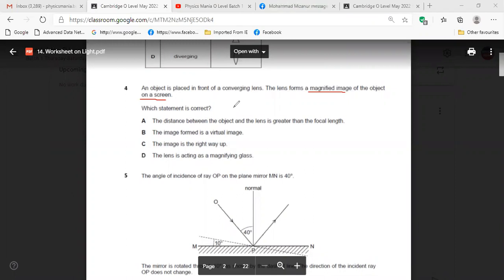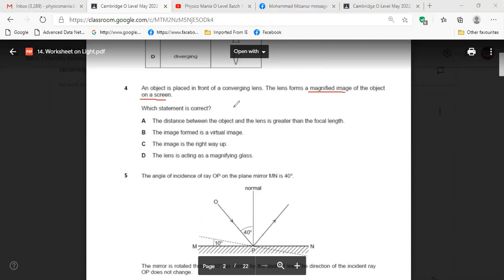Isn't it related to the projector one? Projector, yeah. The projector we can show on the screen. Look, we got magnified image for magnifying glass and for the projector, didn't we?